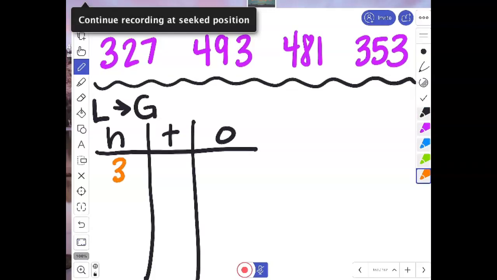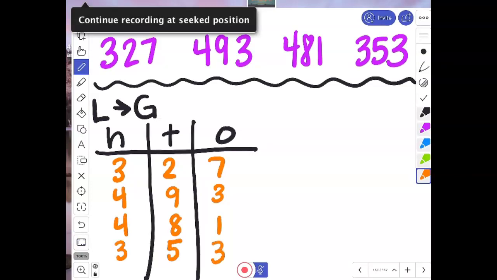So 327, 493, 481, 353. Okay, so now I've stacked them up. Now, just like we talked about when we were comparing, we're starting all the way on the left-hand side. So I'm going to look on the left-hand side, and I'm going to see, okay, I've got 3, 3, and 4, and 4. So the 3s kind of match each other.